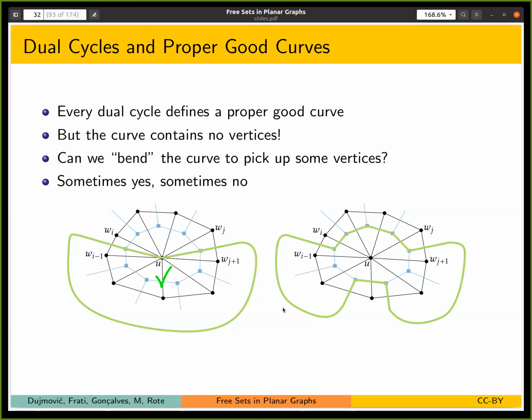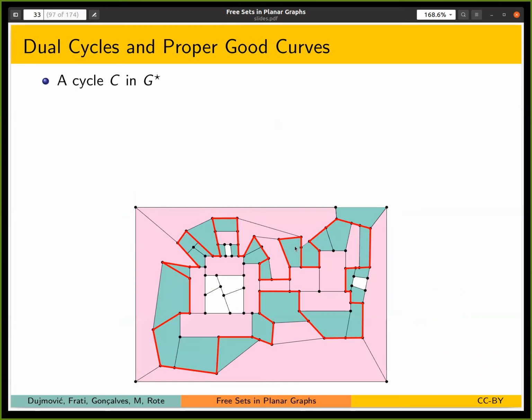And what's the difference between these two pictures? Well, if I look at this face in the dual that corresponds to U, in one case the curve intersects that face in a path. And in the other example, the curve intersects that face in two paths. So the part on the left seems like a good situation. On the right, not such a good situation. Okay. So that's where these definitions come from.